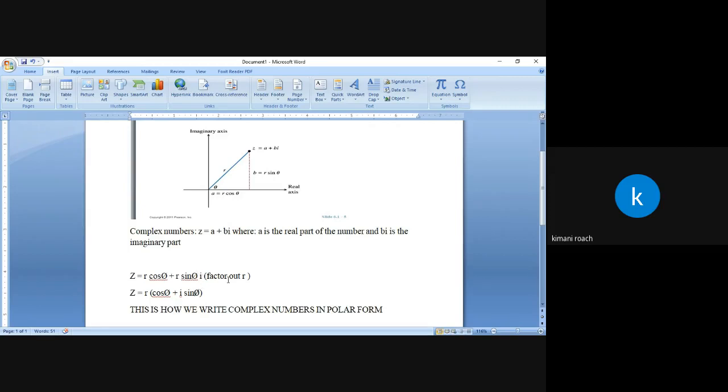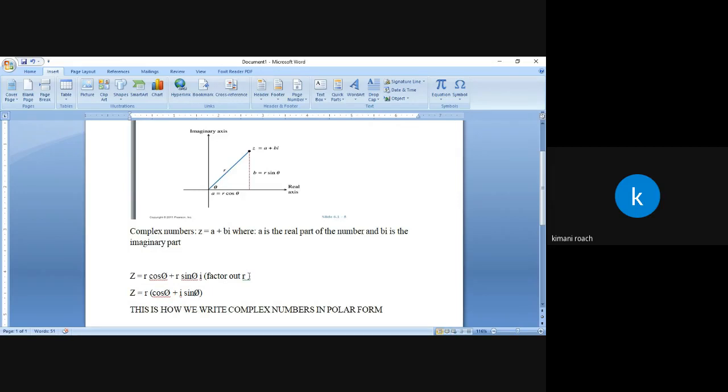Now looking at what I have here, I can factor out r. So I'm going to go ahead and factor out r. So z is equal to r times cos theta, I put my i in front, so it's r times cos theta plus i sine theta. And this here is how we write our complex numbers in polar form. It's how we write our complex numbers in polar form.